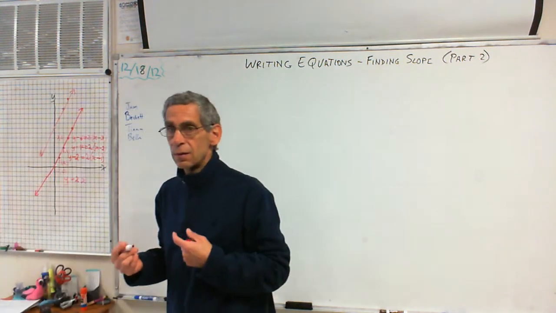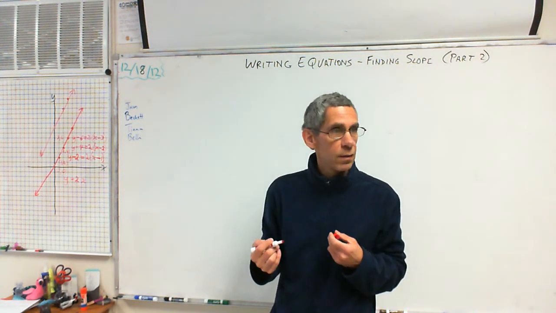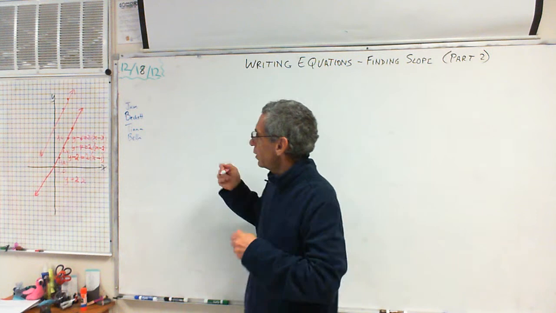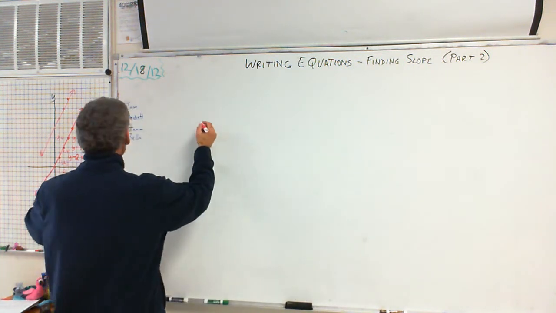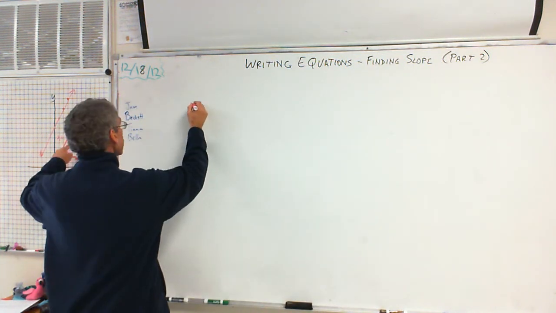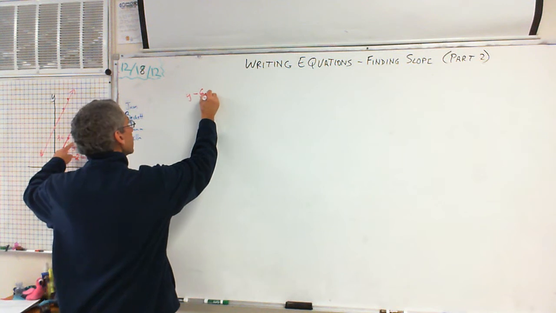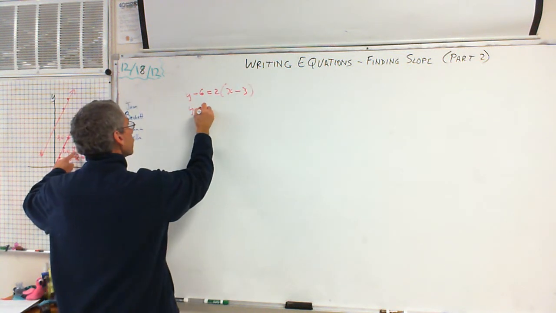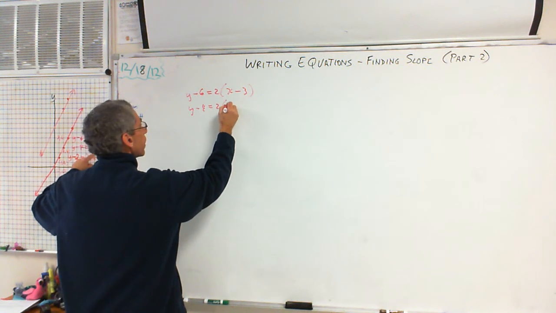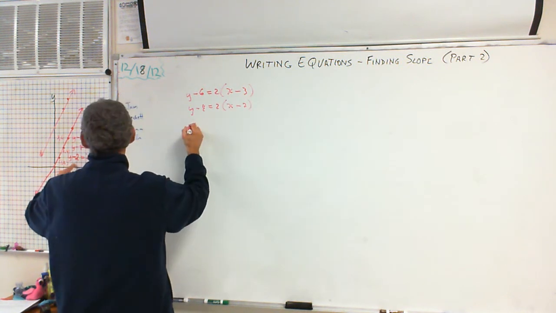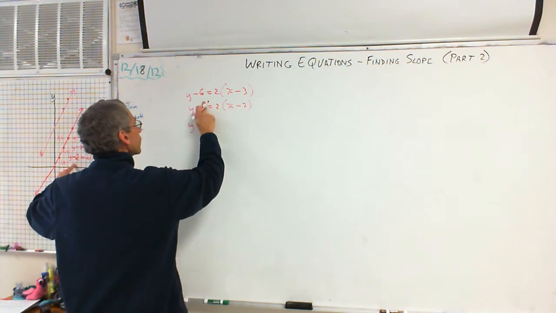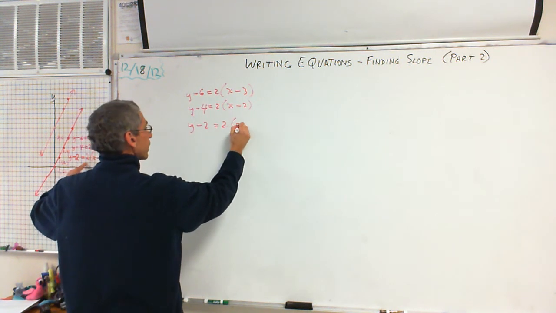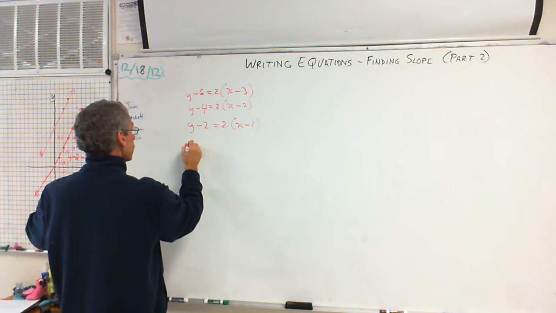Can you write those on the whiteboard where there's not grid lines and stuff? It's hard to see. So we have several equations. We have y minus 6 equals 2 times x minus 3. We have y minus 4 equals 2 times x minus 2. And we have y minus 2 equals 2 times x minus 1. And then lastly, we have y equals 2x.